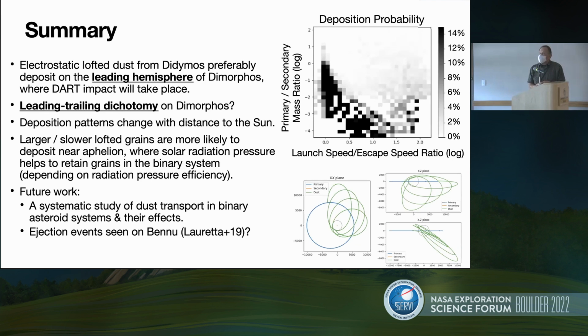Normally, the leading hemispheres would be where it will be deposited on the small objects. So we are predicting a difference even in spectral properties of leading and trailing surfaces of the small bodies going around the big ones. This deposition pattern is kind of complicated and might change with distance to the sun.